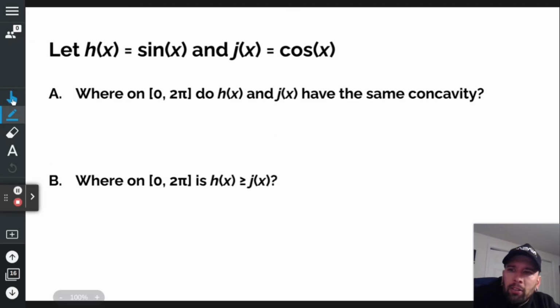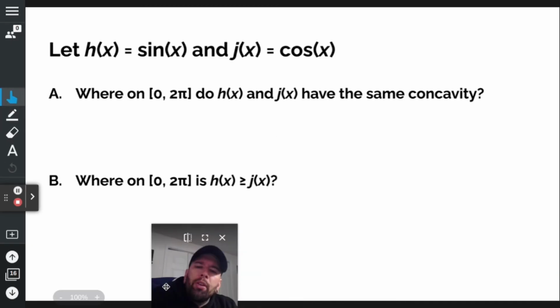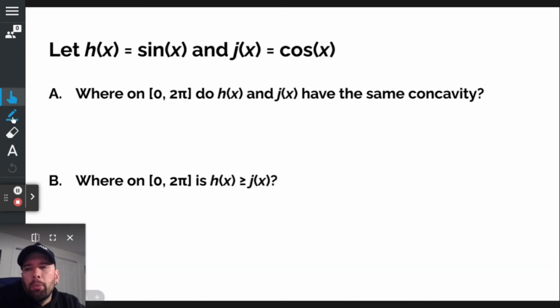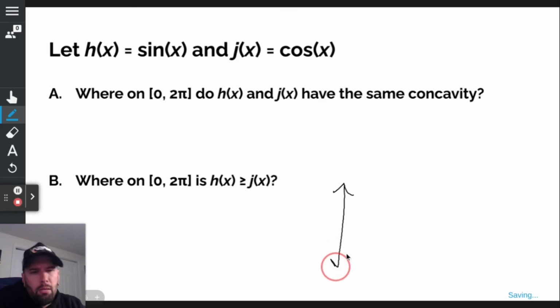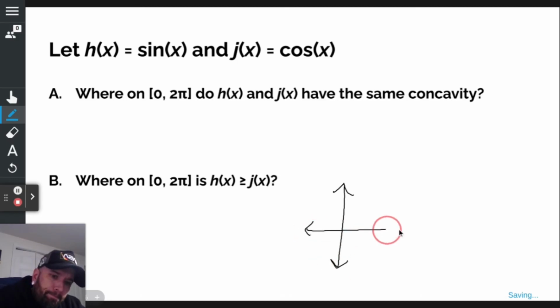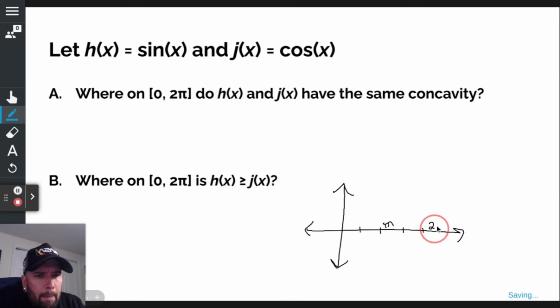So let me move my face over here because I'm going to need to draw both of these on the same coordinate plane. This should be a lot of fun. Obviously, we know the magic numbers. We have pi. We have 2 pi. We also know the magic numbers of 1 and -1.